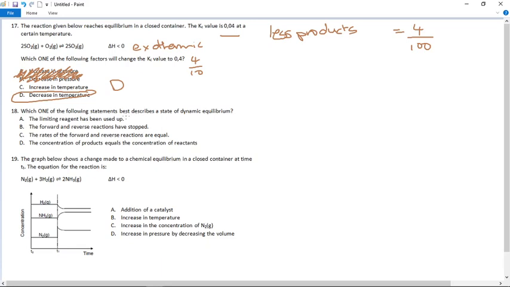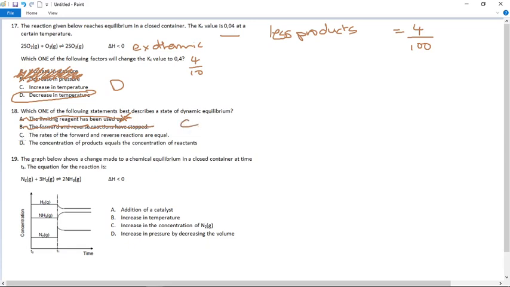The limiting reagent has been used up. No, limiting reagent is a concept that belongs with non-reversible reactions. The forward and reverse reactions have stopped. No, remember it is a dynamic equilibrium. The reactions are proceeding but at the same rate.